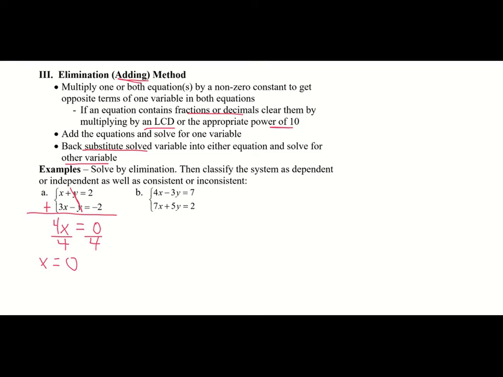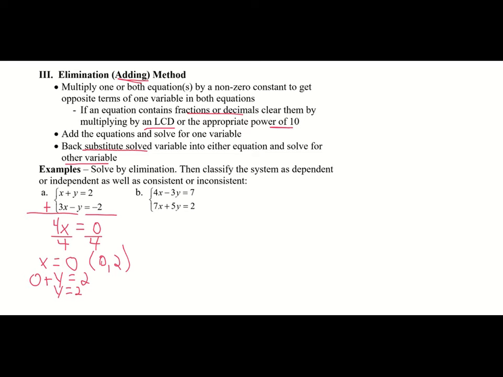And now that I have one variable, I just plug that 0 into one of my two equations. I'm going to plug it into the top one because it's easiest. So 0 plus y equals 2, so we know that y equals 2. So the solution to this system using the addition method is (0, 2). That is the same solution we got for substitution, but just a different way of looking at it using elimination.